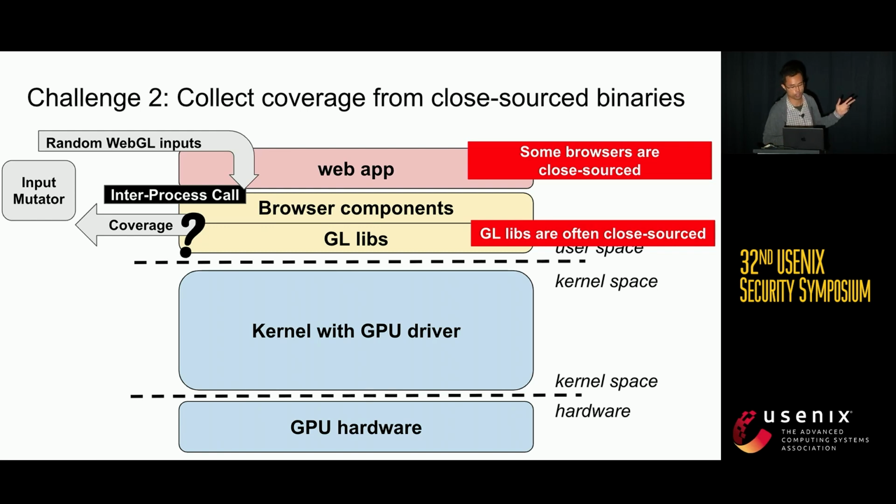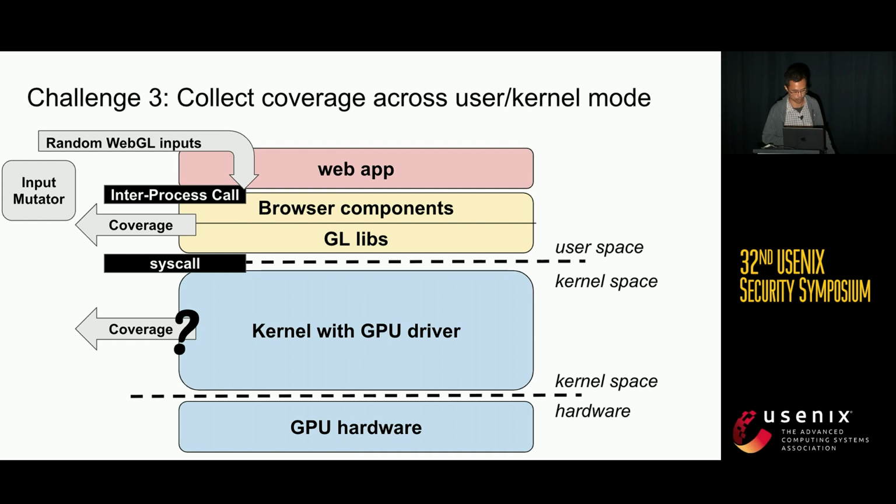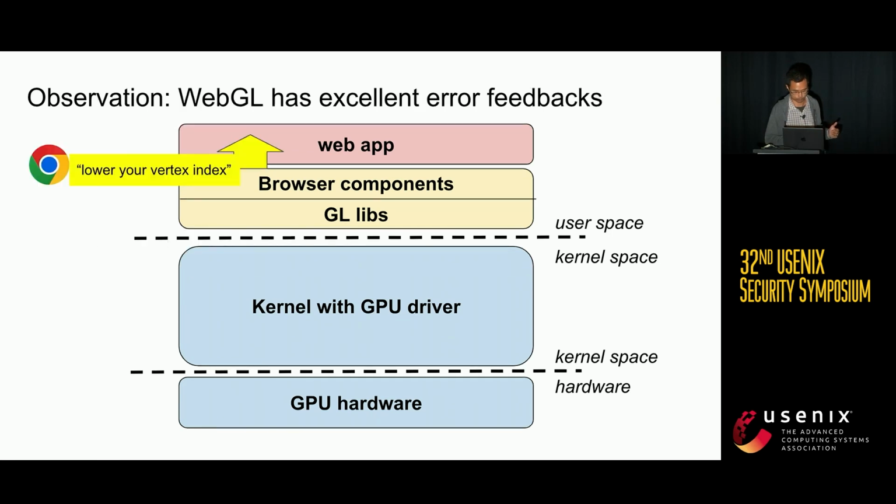This is our second challenge. Although it is not impossible to re-instrument those binaries, we cannot find a solution that reliably rewrites all the GL libraries, browsers, and the GPU drivers. The third challenge is that as we look deeper down the graphics stack, we run into another problem: how do we collect the coverage information across the user and kernel boundary?